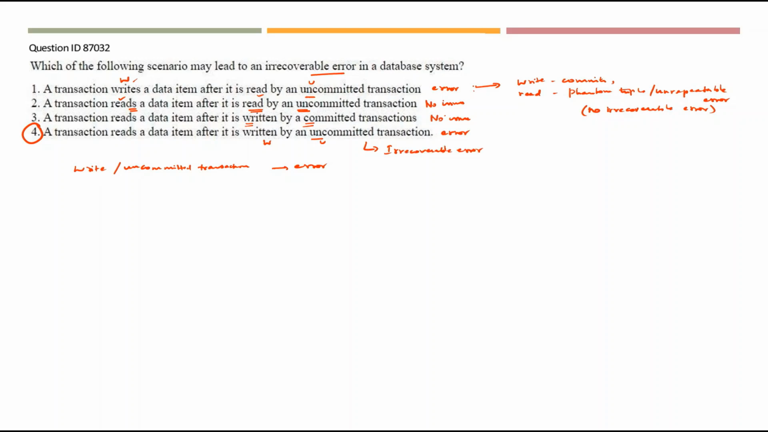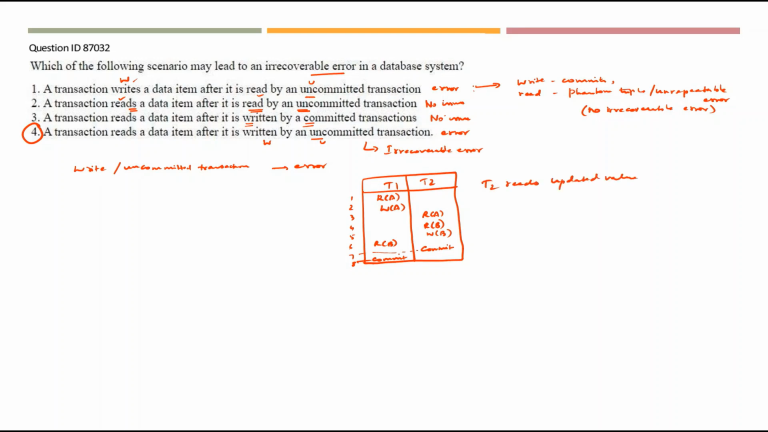Let's take 2 transactions T1, T2. Let's have a set of time slots here. We'll start with the data item A and a read operation. There is a write operation to A and there is a read operation for A, and a read operation for B, write operation for B, then a read operation for B here. In the 7th time slot, T2 is committing and the commit for T1 will be in the 8th time slot. Now this T2 is actually reading the updated value of A before the commit operation of T1.